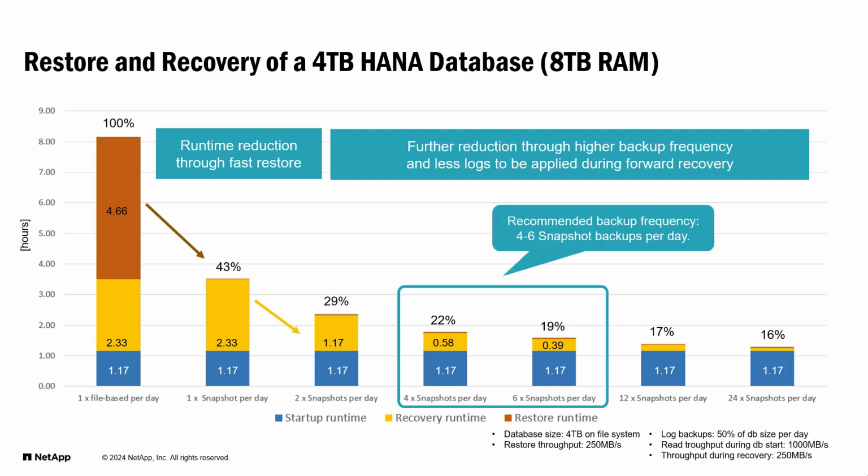The graph also shows that a snapshot backup frequency of 12 or 24 backups per day does not have a big influence anymore on the overall runtime. Therefore, 4 to 6 snapshot backups per day make most sense and is the typical frequency used in our customer base.